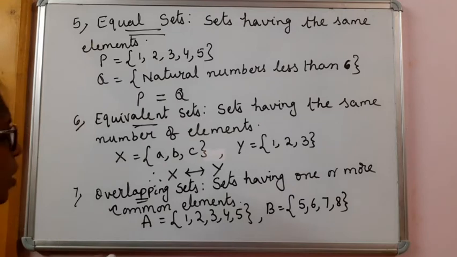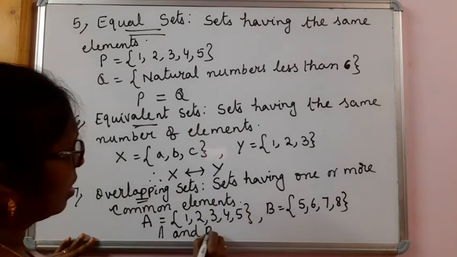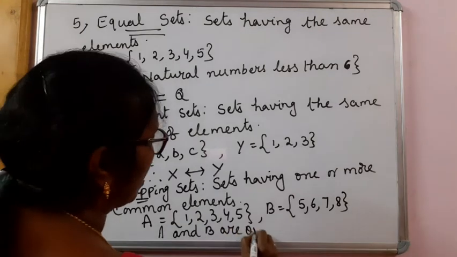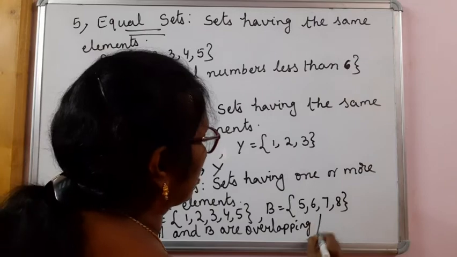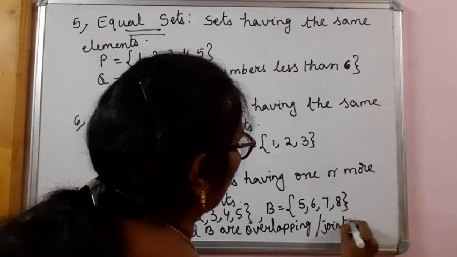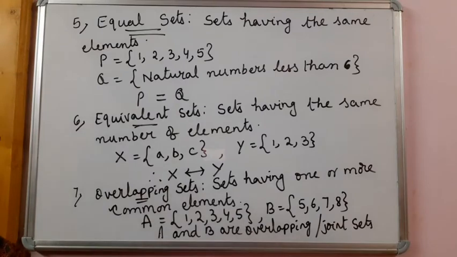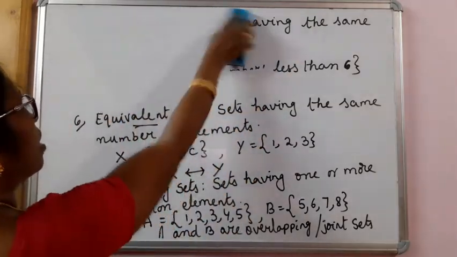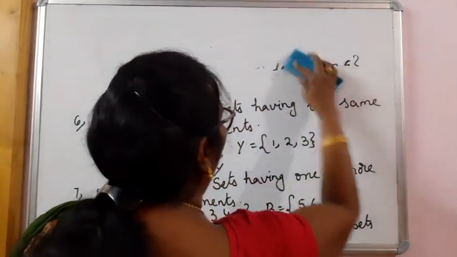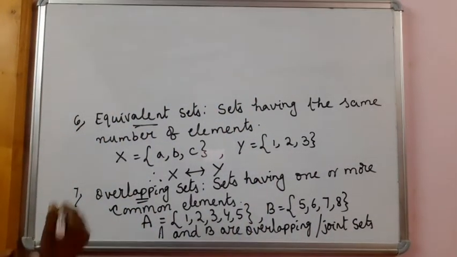So these two sets are said to be overlapping sets. A and B are overlapping sets, and they are also said to be joint sets. They are otherwise known as joint sets. Overlapping sets are otherwise known as joint sets. And one more thing you are going to learn here is what are disjoint sets.